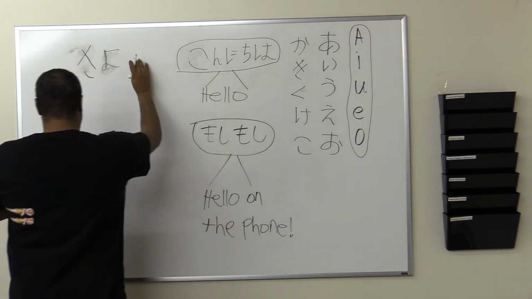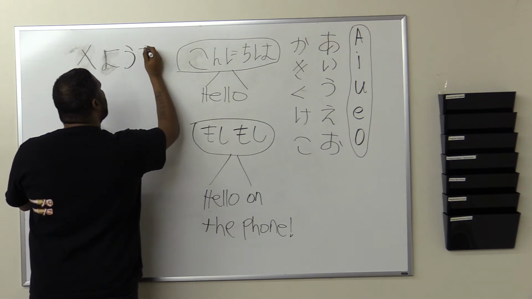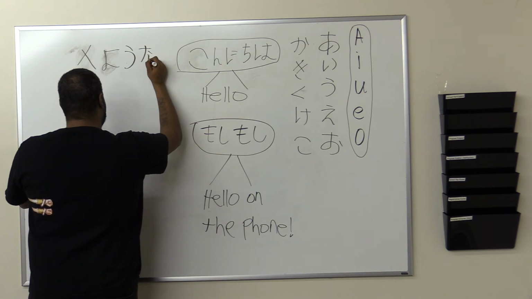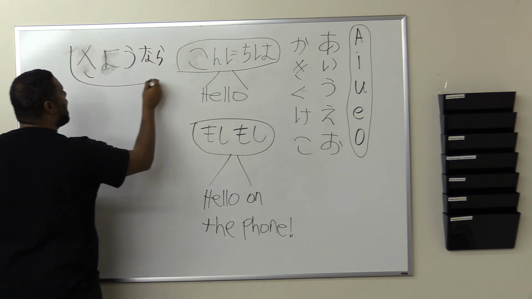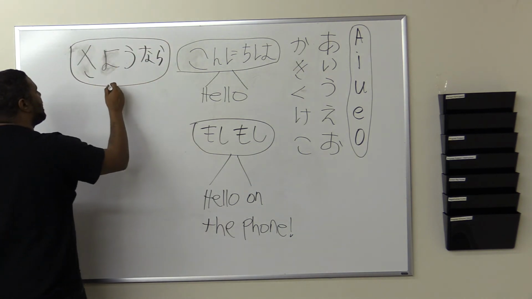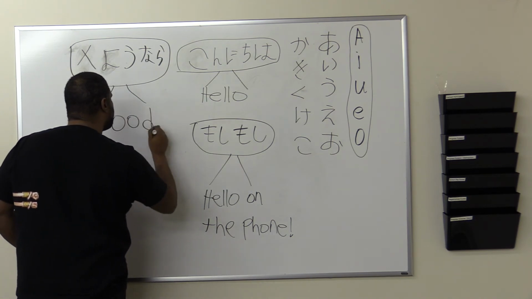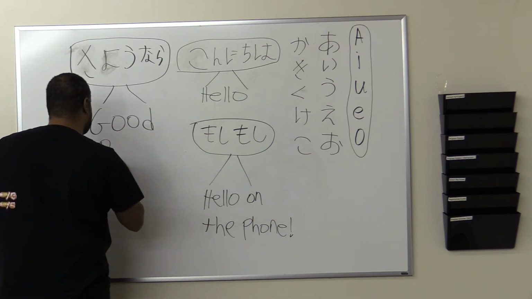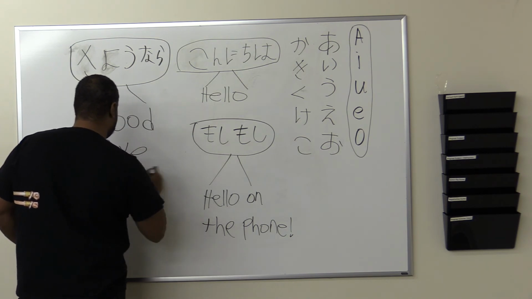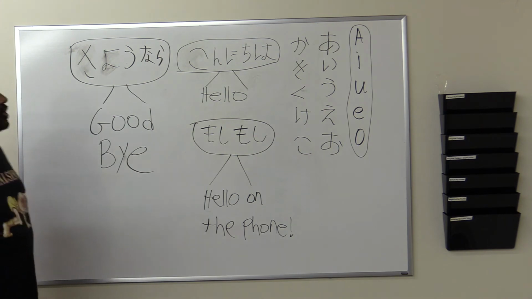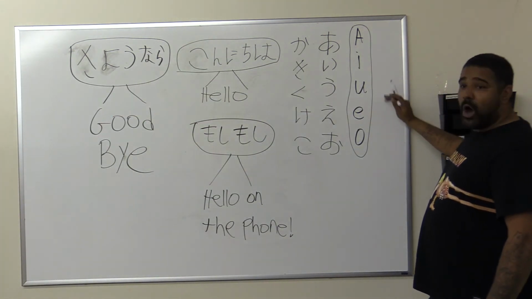Remember that. Sa, yo, oo. Because I always forget my oos there. Oo, and then na, ra. Sayonara. And sayonara is goodbye. It was so lovely to see you. That looks like an X. Goodbye in Japanese.